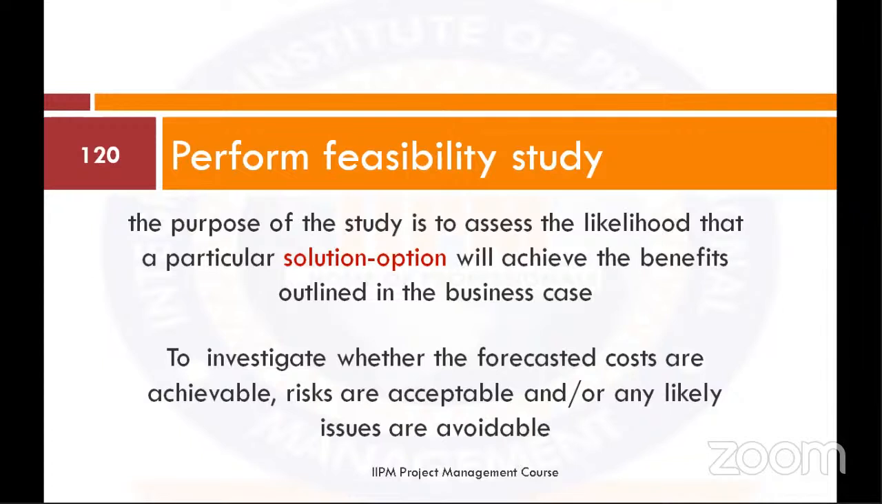Okay, the risks, are they acceptable? The costs, are they achievable? The issues, are they avoidable? Okay. The benefits, are they achievable? Like some of us used to see those things like invest and get 20% return in 24 hours.